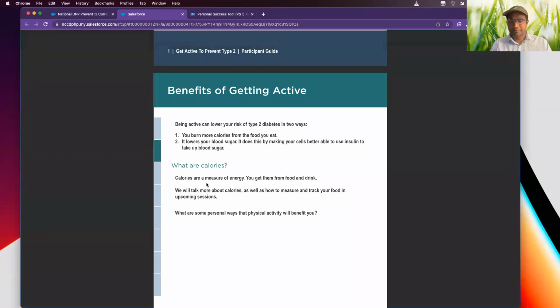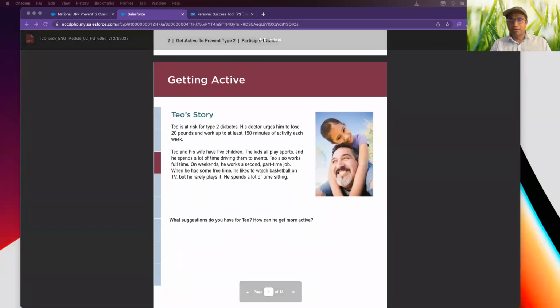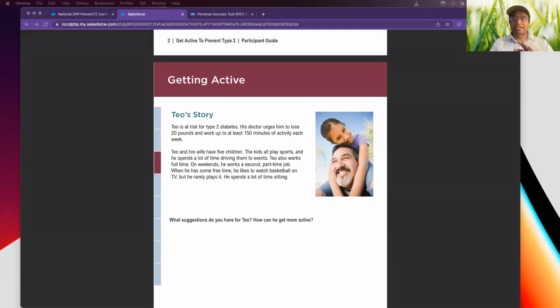Okay, so I have a question here. What are some personal ways that physical activity will benefit you? It'll uplift your mood, and make you feel lighter and more energetic. So these are some of the things I can think of off the bat. Yeah, that's great. And then, like you said, better sleep and mood, improved balance and flexibility.